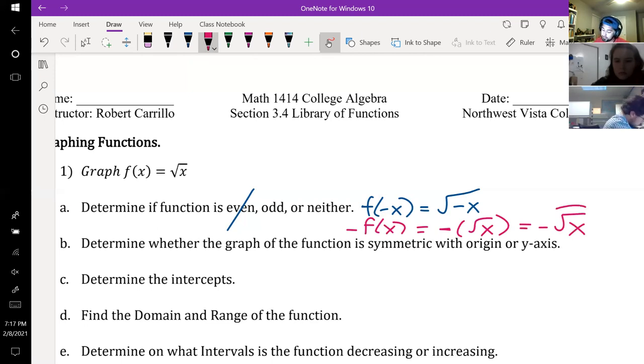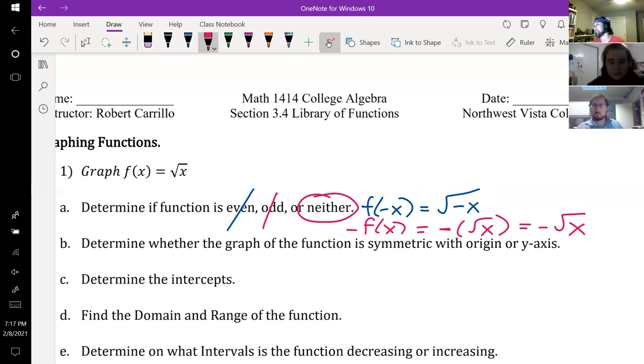Now, does this negative square root of x look like this square root of negative x? Are these the same? No. All right. So these are not the same, which means that it cannot be odd. So the square root of x is neither even nor odd. Everybody good with that?